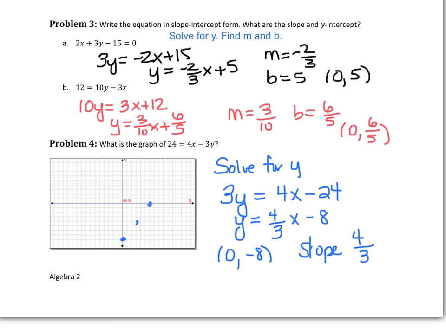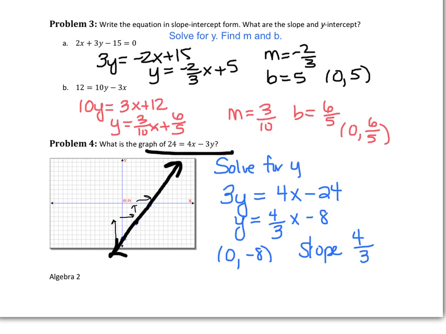So here you can see I've plotted 3 points, and again, once I started my first point at 0, negative 8, my slope of up 4 over 3 allows me to plot a second point, and then again I continue up 4 over 3, and ultimately then we're going to finish off with a line, and we will have the line that goes through those points, and it's the graph of that equation.